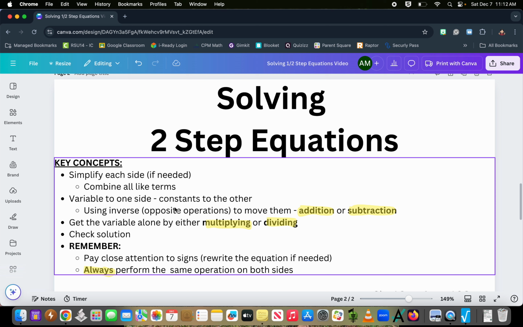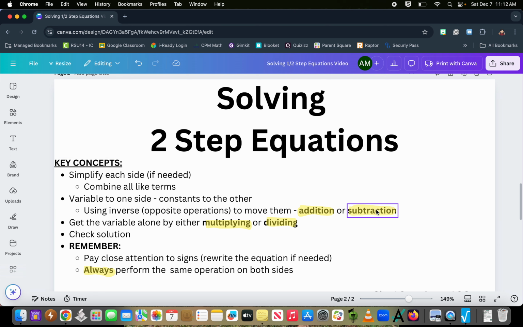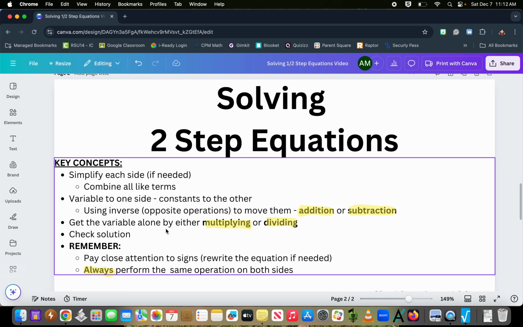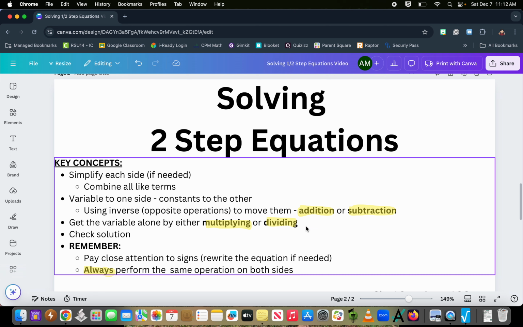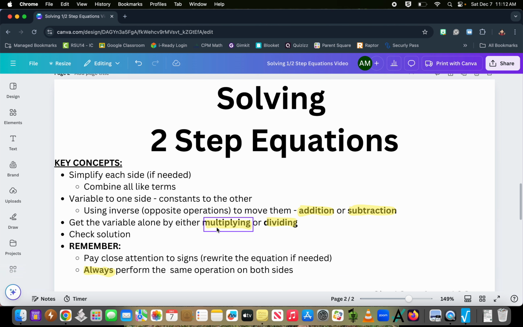The only thing we have to be careful of is we always use inverse operations, which means opposite operations, to move them. So in this case, addition or subtraction. Then we get the variable alone by either multiplying or dividing. So thinking back to the one-step equations, that last step that we do is the opposite of whatever operation we're looking at. And then again, similar to one step, we need to check our solution to make sure it's true.